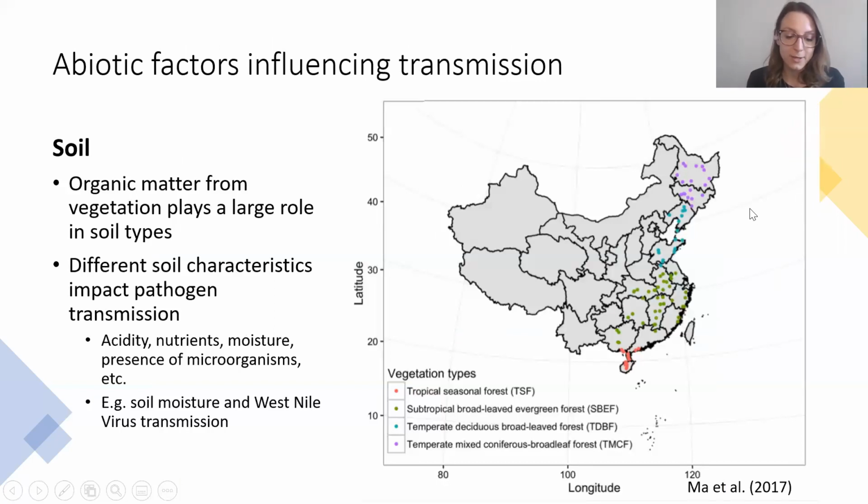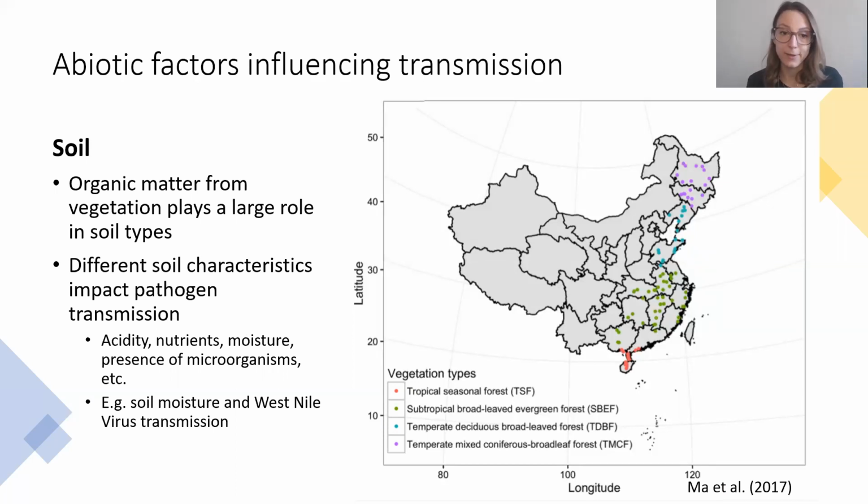So another important factor is soil. And soil, as you can imagine, is very influenced as well by vegetation, because vegetation decomposes and then it contributes to the soil profile of a given environment, a given location. So it's also really important for microorganisms in terms of what their niche will be. So this particular study was comparing 4 different soils in China. So we had some tropical soils here at the bottom, some subtropical, and then some more temperate, so deciduous as well as coniferous.